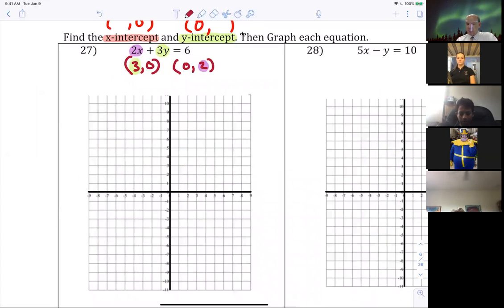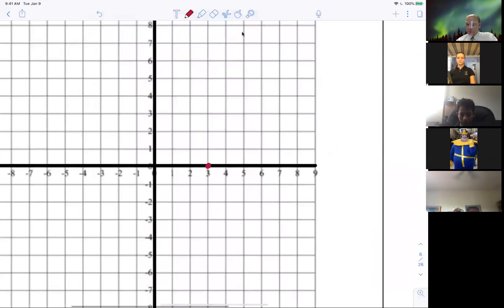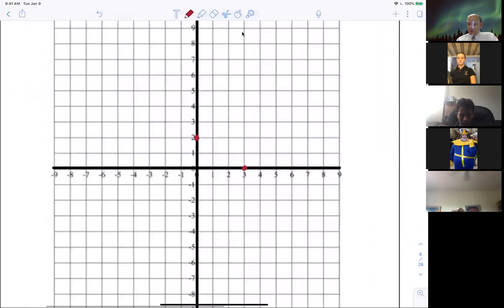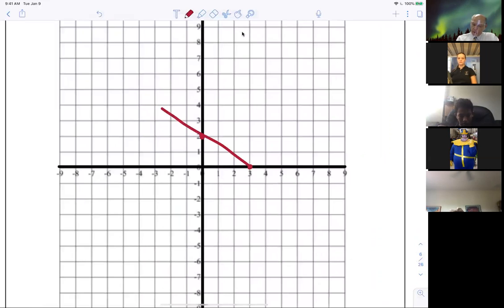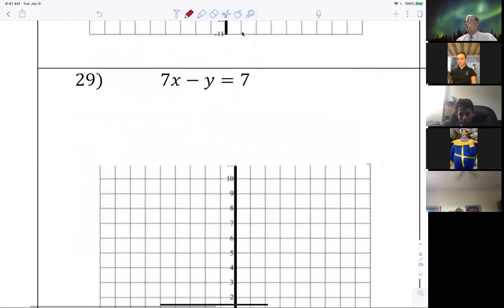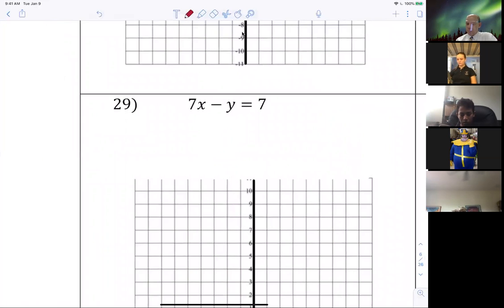All right, now we just plot those points. So let's find (3, 0) right here. And then let's find (0, 2), which is right here. And then let's just go ahead and knock that out. All right, piece of cake. Next. All right. Sam, I need the x-intercept. What's the x-intercept? 1.